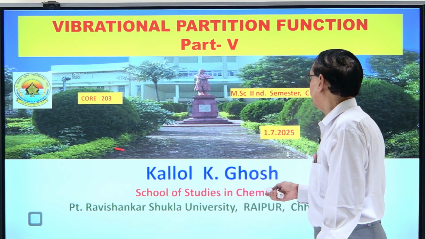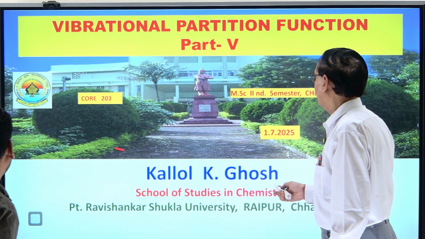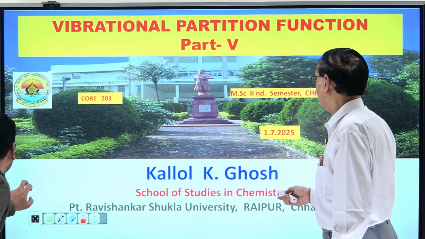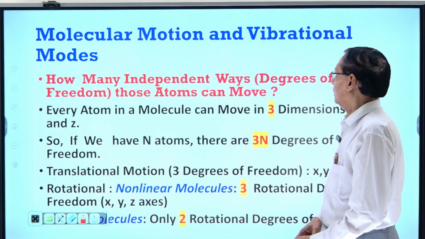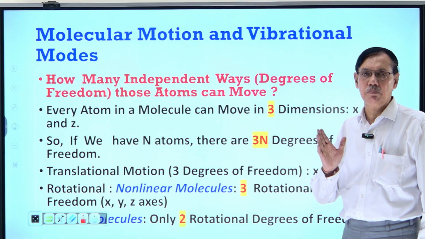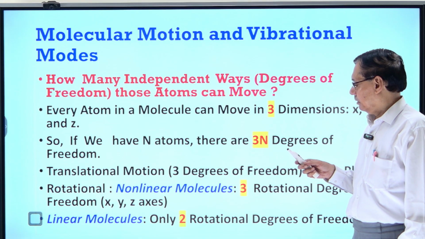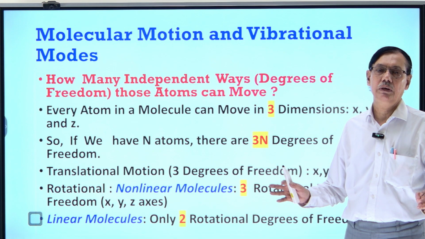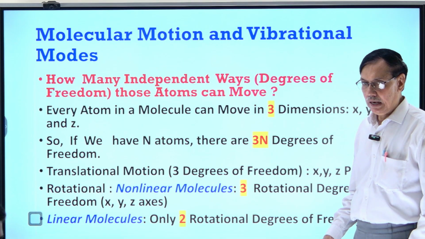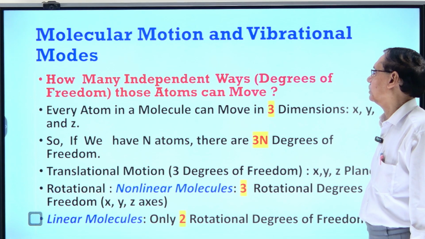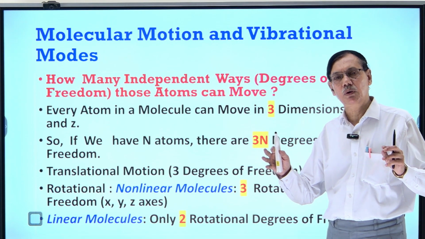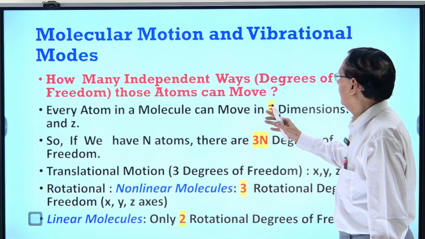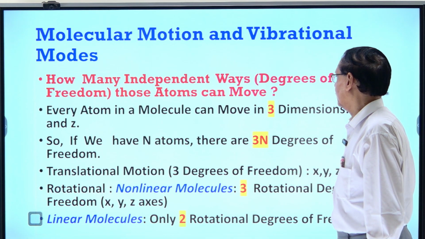Now, before going into the detailed derivation of the vibrational partition function, we must know what molecular motion and vibrational modes actually are. Suppose I am talking about a molecule and it has 3 atoms. So, the total number of atoms is 3.